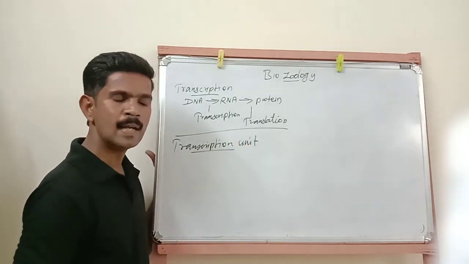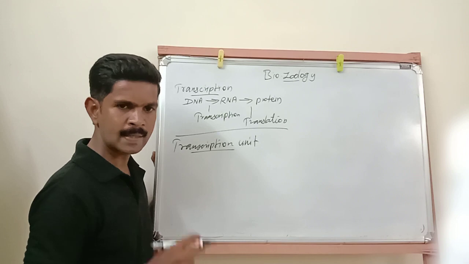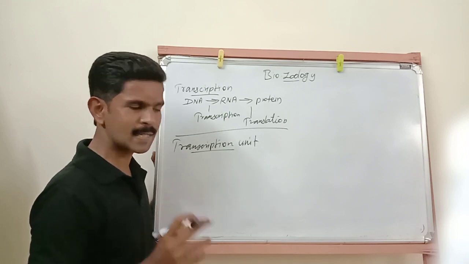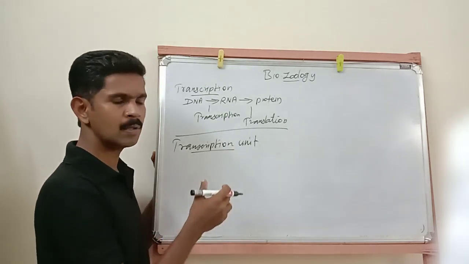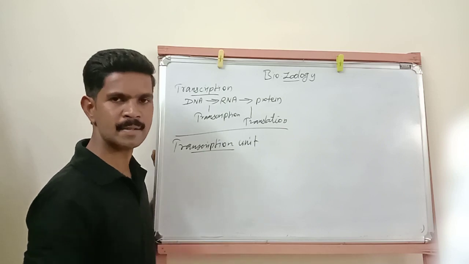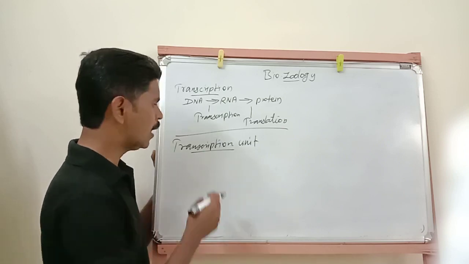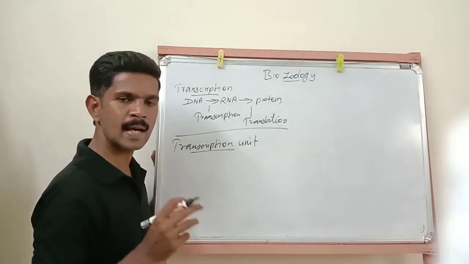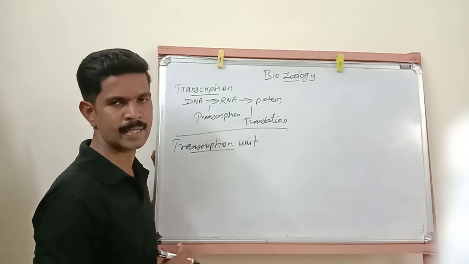Listen very carefully. Transcription unit. A transcription unit means the place where the transcription process takes place. Okay, so the transcription unit has 3 important regions.